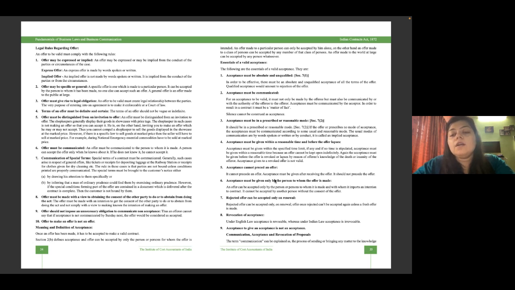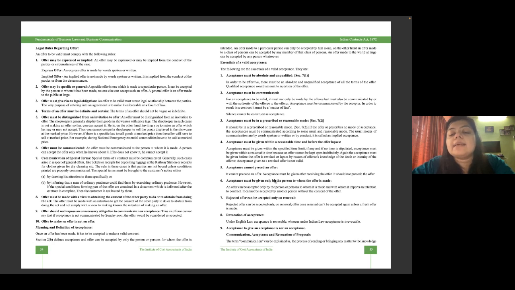Now, when we are talking about a valid acceptance, they say that a valid acceptance can only be done when there is an absolute and unqualified acceptance and it is communicated. Similarly, it should be within a reasonable period. If somebody offers me a job today, I can't expect to go after 5 years and say yes to the job, because by that time, because of the lapse of time, the job may have been offered to somebody else. So in such cases, the acceptance has to be within a reasonable time and preferably very prompt.